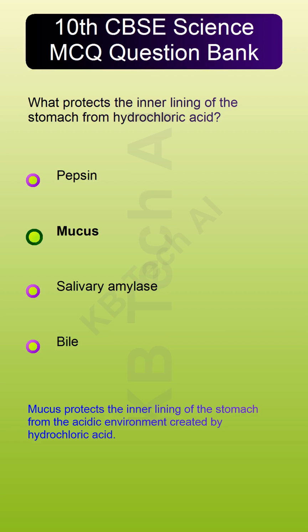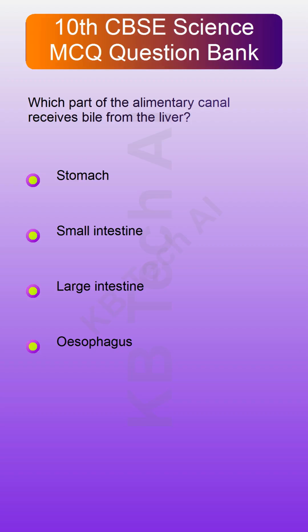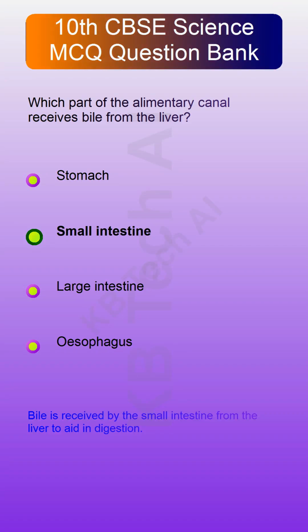The answer is, option 2, mucus. Which part of the alimentary canal receives bile from the liver? Option 1, stomach. Option 2, small intestine. Option 3, large intestine. Option 4, esophagus. The answer is, option 2, small intestine.